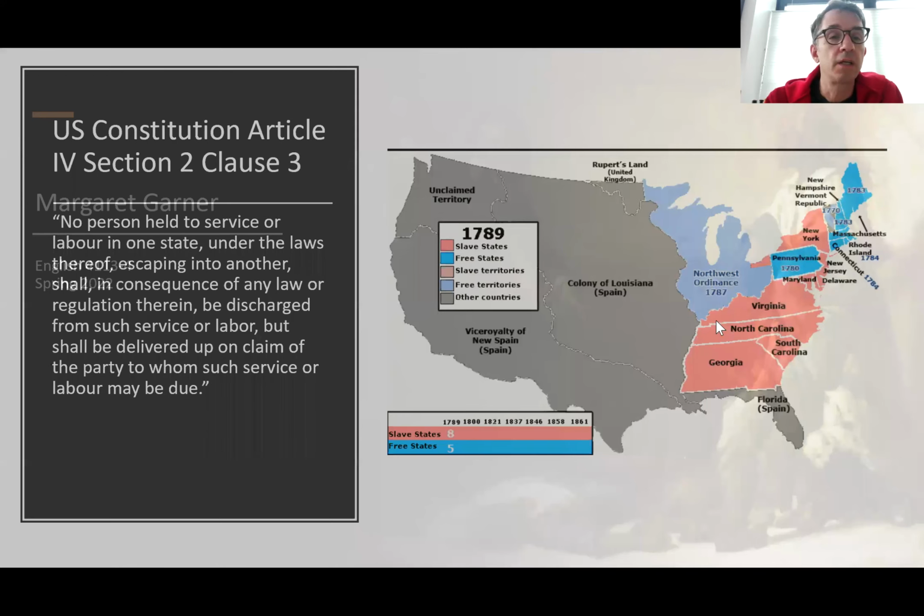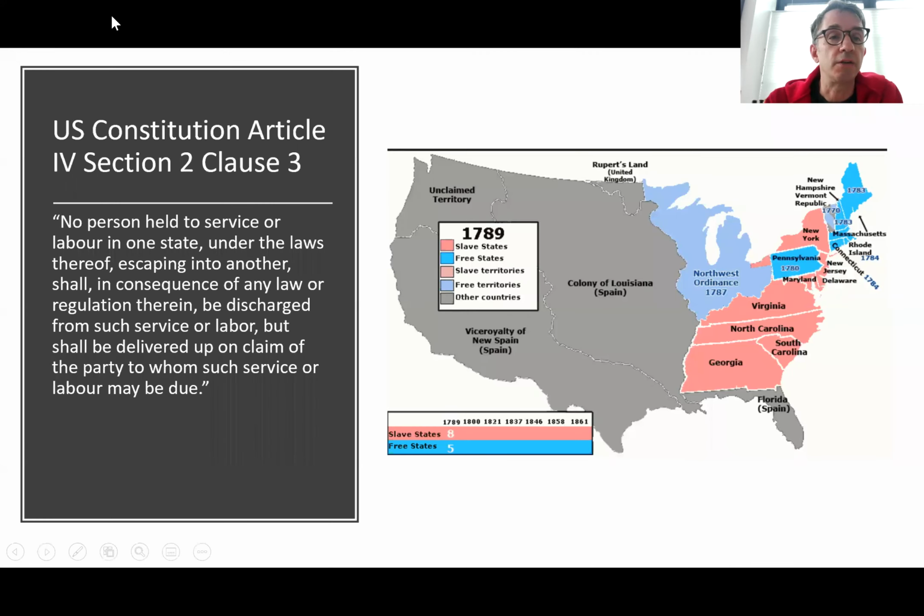Slave Law. So the US Constitution in its earliest version has in Article 4, Section 2, Clause 3, this language: no person held to service or labor in one state under the laws thereof, escaping into another, shall in consequence of any law or regulation therein be discharged from such service or labor, but shall be delivered up on claim of the party to whom such service or labor may be due.